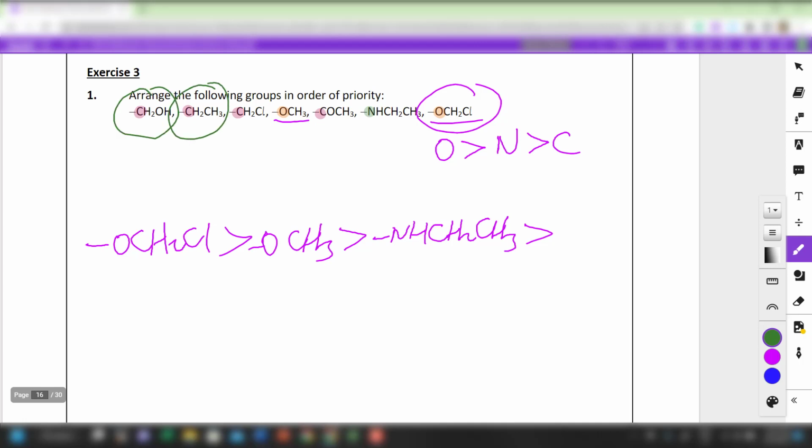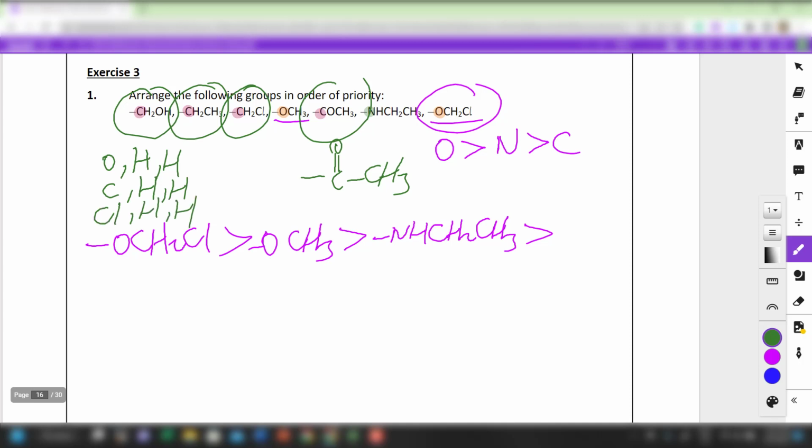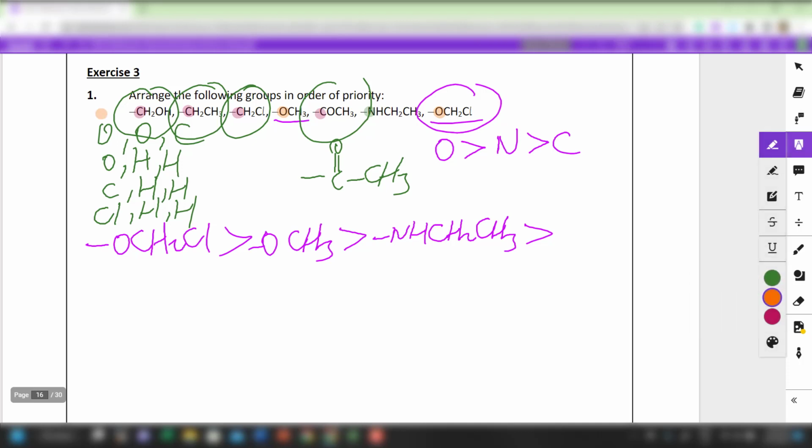So these are the ones: CH2OH, CH2CH3, CH2Cl, and COCH3. In case you're not sure, COCH3 is C double bond O, CH3. Right now, we are just going to look at the next atom that's going to make a difference. For CH2OH, if you expand it out, it will be OHH. For CH2CH3, it will be CHH. For CH2Cl, it will be ClHH. And for the ketone, it will be O, O, C. I think in this case it's quite obvious. If you just look at the first column, the one with the chlorine will have the highest priority. So I'm going to write it as CH2Cl.